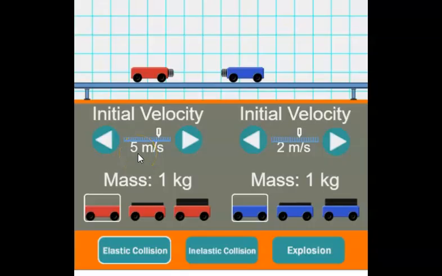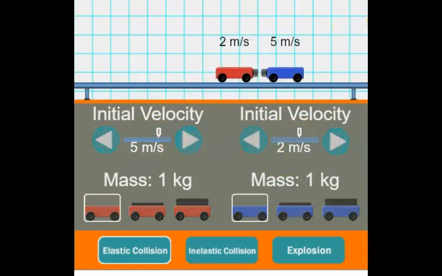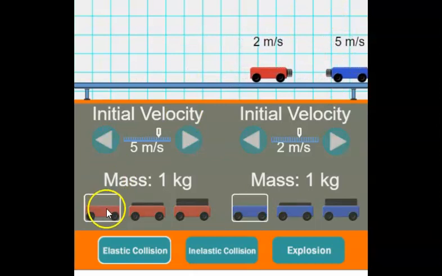And here we are back in the simulation. We have the red car moving to the right at 5 meters per second and the blue car moving to the right at 2 meters per second. Fast car hits slow car. The prediction says that their speeds will reverse. The 5 will slow down to 2 meters per second and the 2 meters per second will speed up to 5. Let's run the simulation. And there you have it. Predictable results that are demonstrated in the simulation.